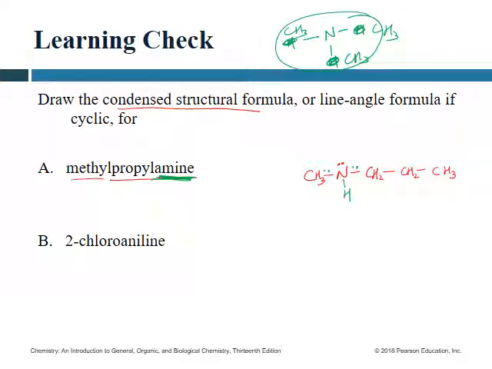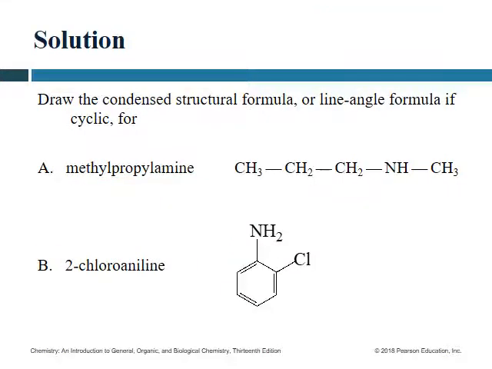Okay. All right. Next we draw 2-chloroaniline. So what would be 2-chloroaniline? Perfect. Aniline is this. Then we see a derivative which is 2-chloro. So this is 1, this is 2. So this would be 2-chloroaniline. Okay. Perfect.